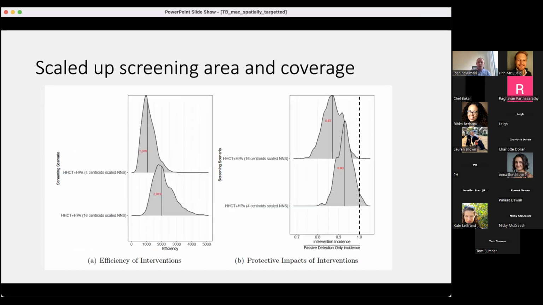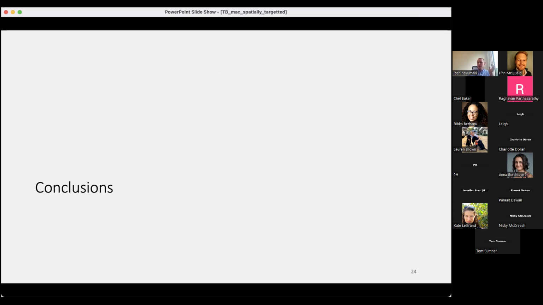But on the other hand, when we increased the screening area and the coverage, although we lose in efficiency, we were able to increase the impact. So essentially, the key takeaway from this is that the only way we were able to increase the impact was really to increase the number of people that we screen.